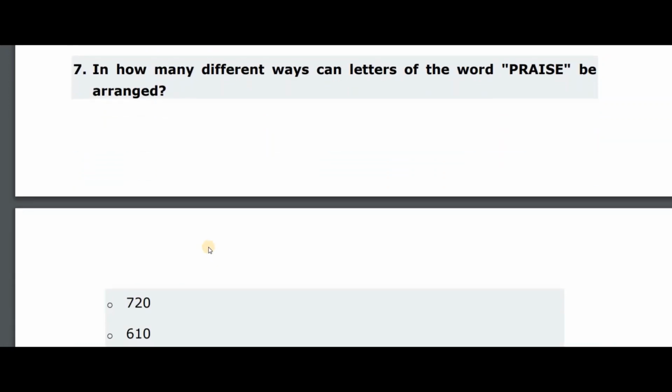Next question. In how many different ways can the letters of the word PRAISE be arranged? So here all are distinct letters and there are 6 letters. So we can arrange them in 6 factorial ways, which is nothing but 720 ways. So the answer will be 720.